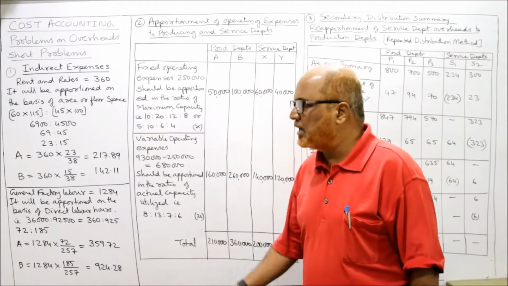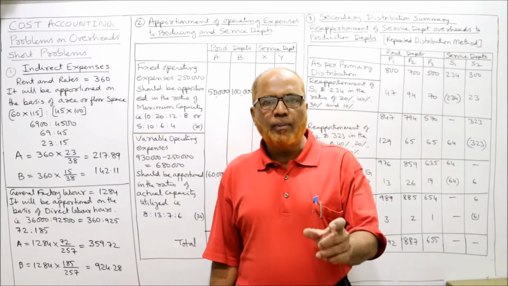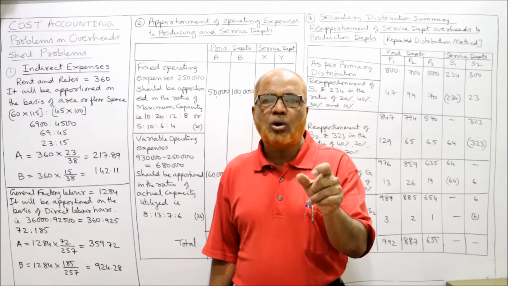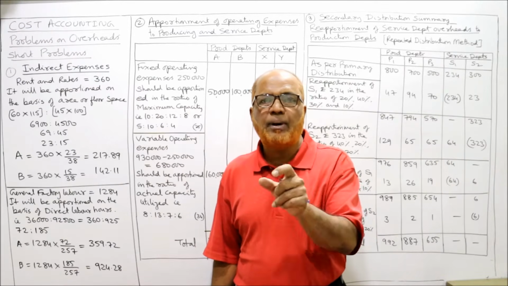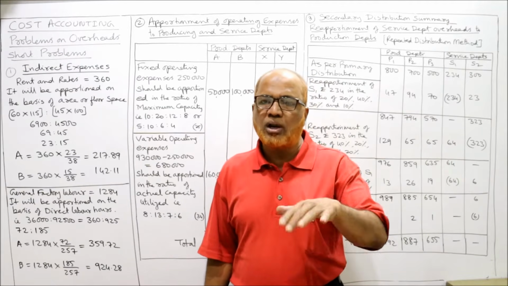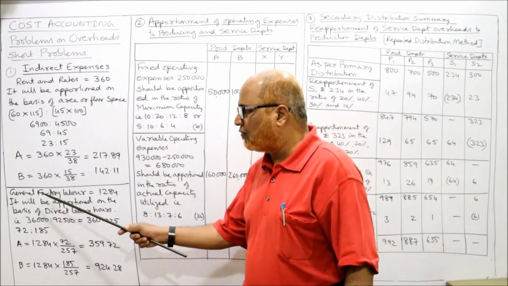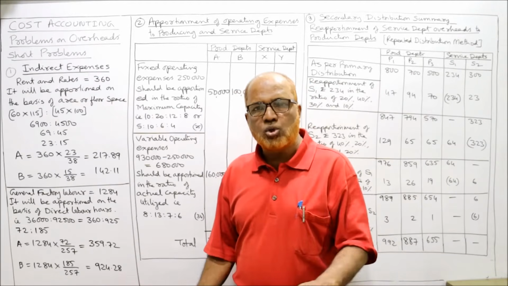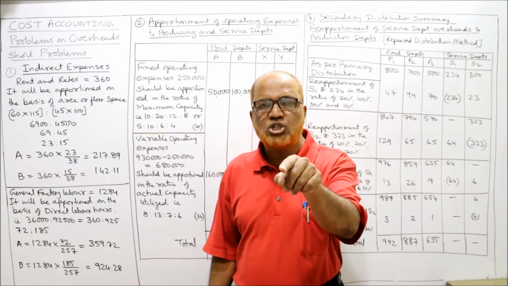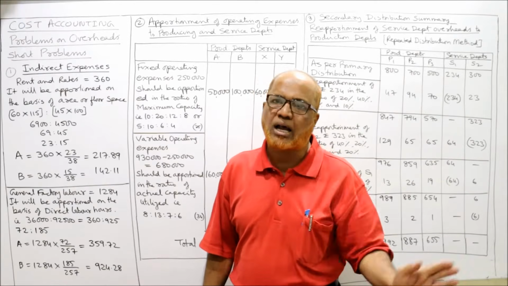Now the second expenditure is general factory labor, 1,284. Remember, general factory labor overheads will be apportioned on the basis of direct labor hours. It will not be apportioned on the basis of number of employees, or on the value of plant. There is no relationship between value of plant and general factory labor. There is no relationship between number of employees and general factory labor. There is a relationship between general factory labor and total direct labor hours.